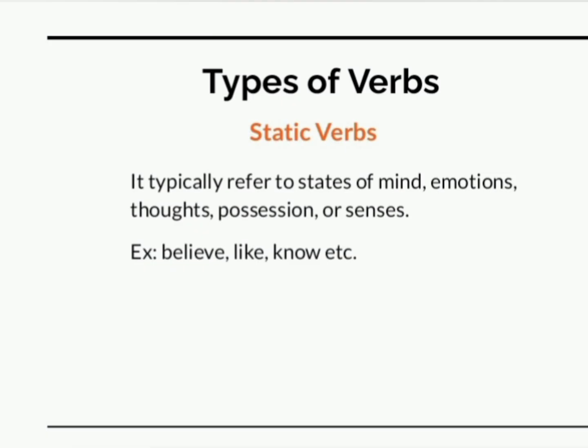Last one is static verbs. They typically refer to states of mind, emotion, thoughts, possession, or senses. It includes the emotion of a person, thoughts of a person, or possession. For example, believe, like, know.